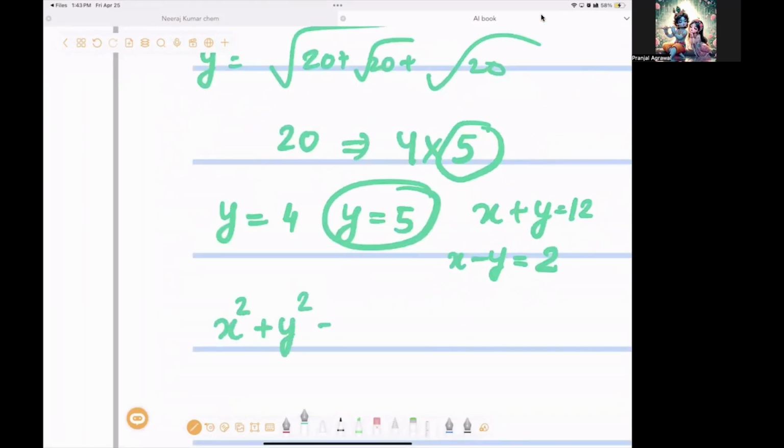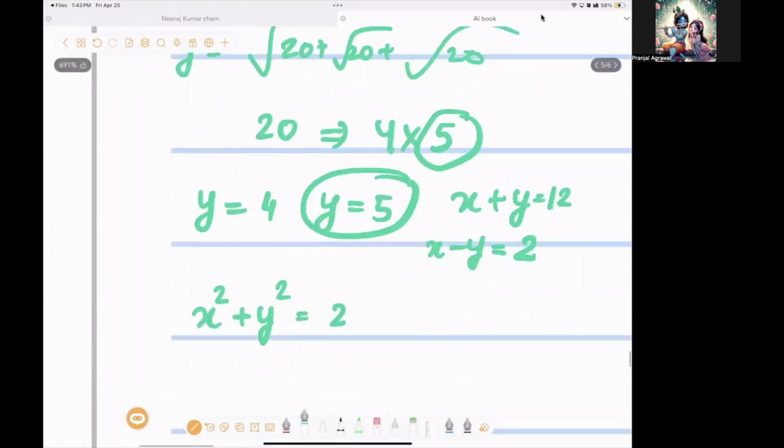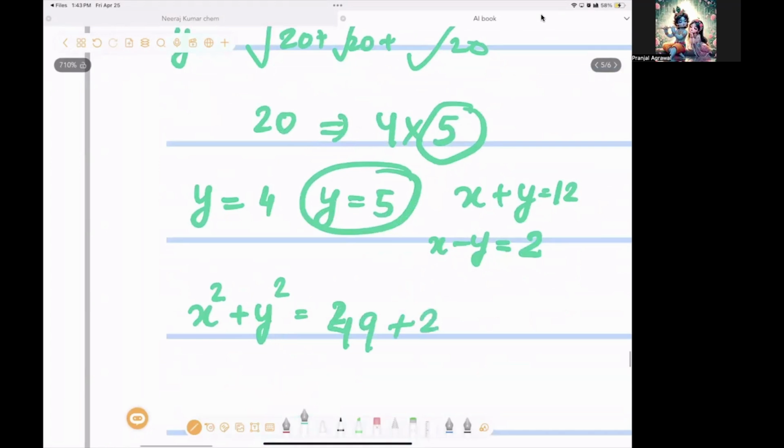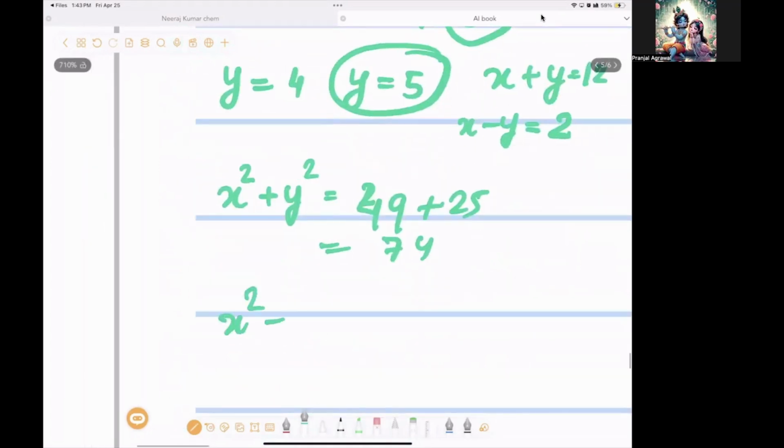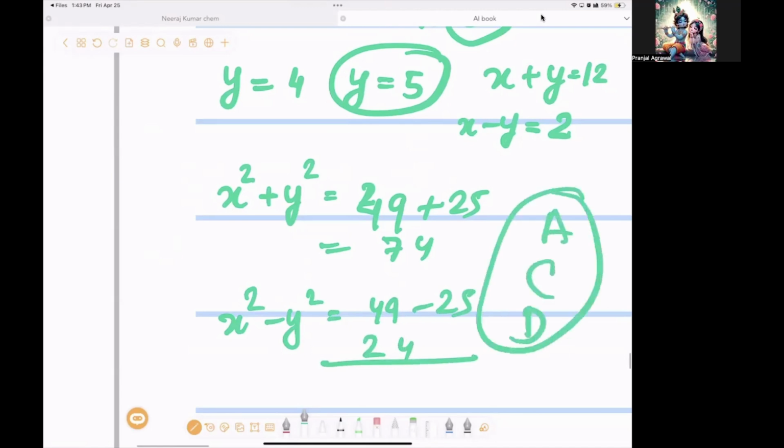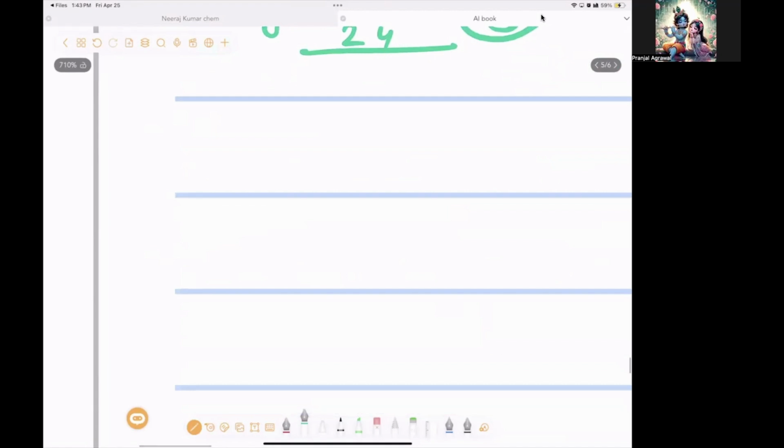Find x square plus y square. That is, x square is 49 and y square is 25. So 74. And similarly, x square minus y square is 49 minus 25, so 24. So options are A, C, and D. So these will be our answer. They satisfy. Now question number 23.